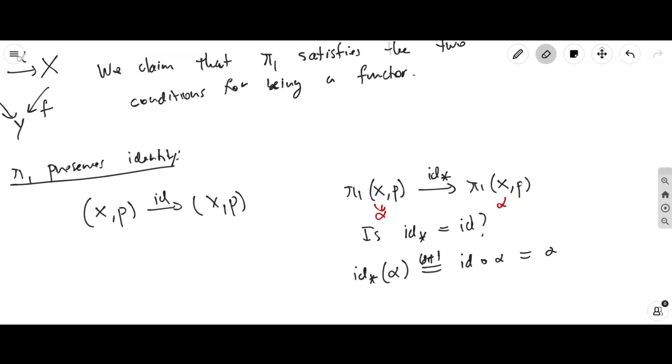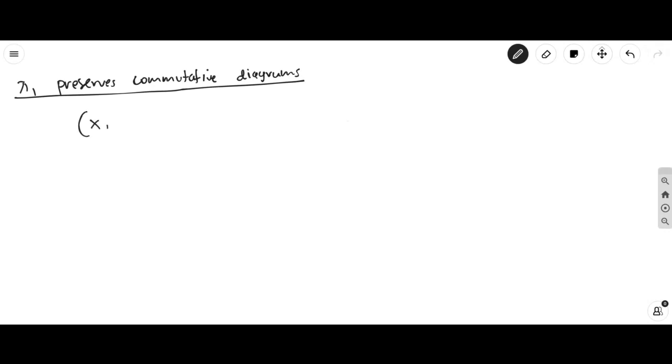The next thing we need to talk about is why it preserves commutative diagrams. So pi 1 preserves commutative diagrams. Let's see how that would go. So imagine we have a commutative diagram of pointed spaces.